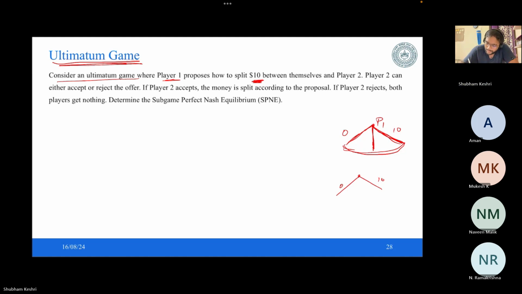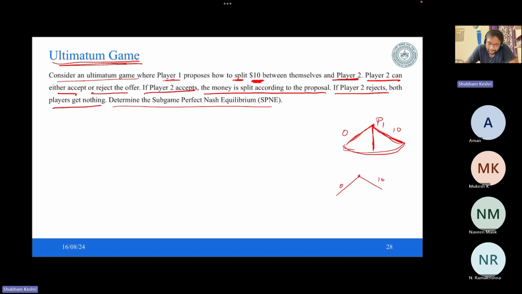All right. Now player 1 has $10 and he can split this value and give some amount to player 2. Player 2 can either accept or reject. If player 2 accepts, the money is split accordingly, and if player 2 rejects, both get 0. Determine the subgame perfect Nash equilibrium.